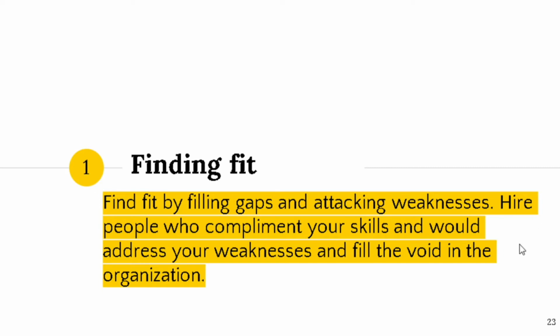You are going to hire people who complement your skills. Hindi pwedeng dahil kaibigan mo siya, i-hire mo siya. Kailangan nagko-complement pa din yung skills nyo, and would address your weaknesses and fill the void in the organization. Halimbawa, alam mo naman na subjective person ka, di ba? So, you will find the other one. Kung alam mo objective person ka, you will find the subjective one, para alam mo kasi na yun yung weakness mo. So, at the same time, you have to fill that void in your organization.